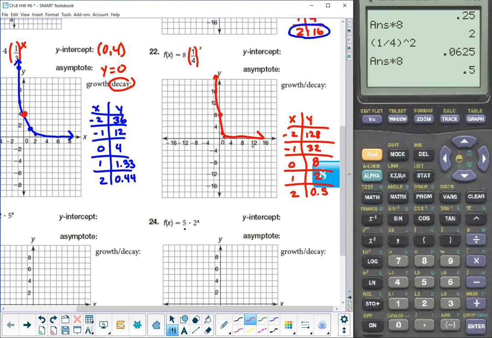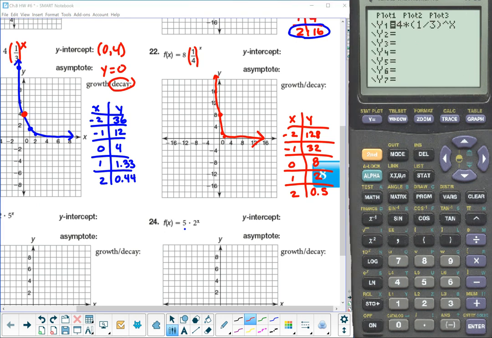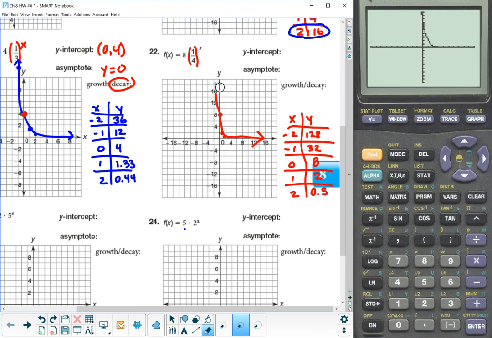It's going to look kind of like that. Okay, I'm going to take a look at it. This is 8 times 1/4 to the x power. We graph it to be very sharp. Actually, it's more like this, yeah.